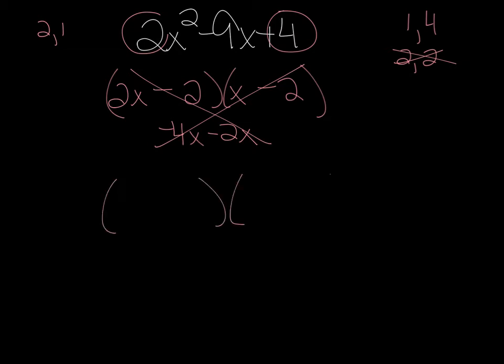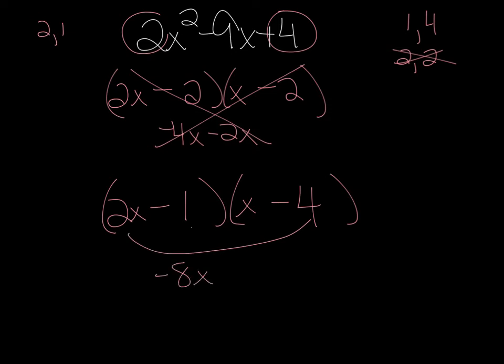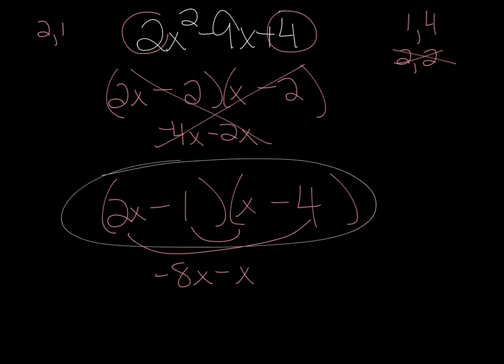So I'm going to try again. I still know the 2x and x are the only way to go. I still know both my signs have to be negative. I'm going to try the 1 and 4. So I put the 1 here, the 4 here. I know my first term, 2x times x, 2x squared. My last term, negative 1 times negative 4, positive 4. I need to check for the middle. And the way you check for the middle is to multiply the outside ones and the inside ones. I get negative 8x minus x. Does that give me negative 9x? It does. So it took me 2 turns, but that's okay. I got the right answer.